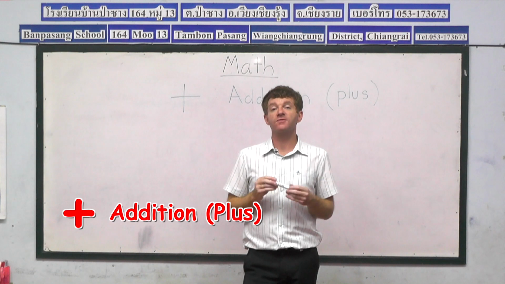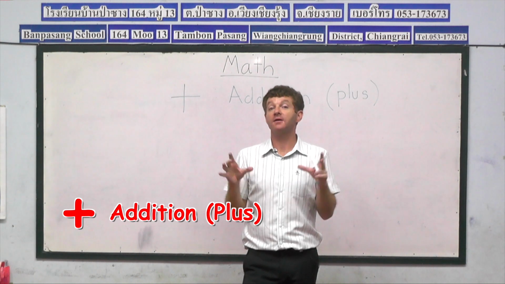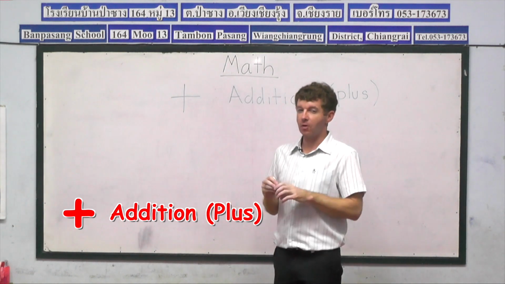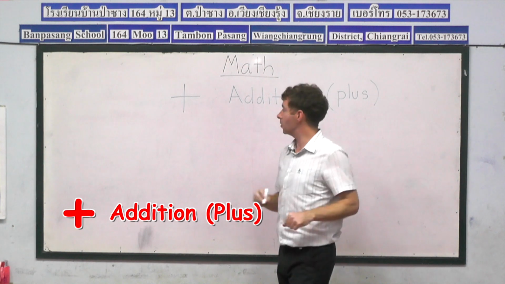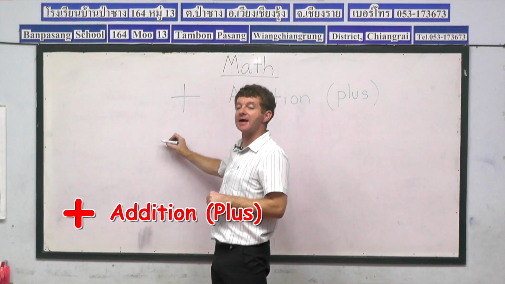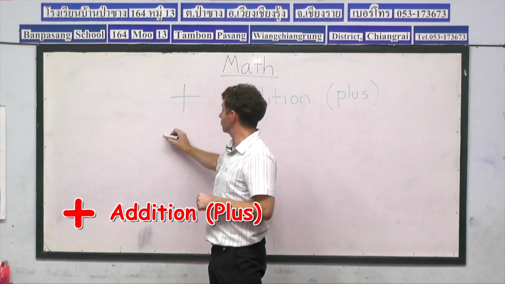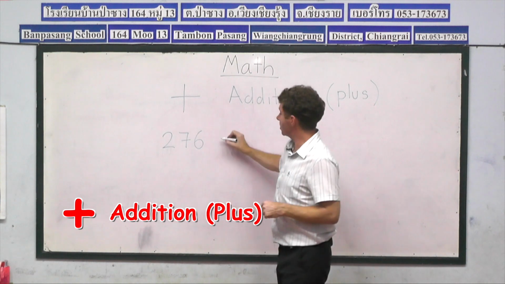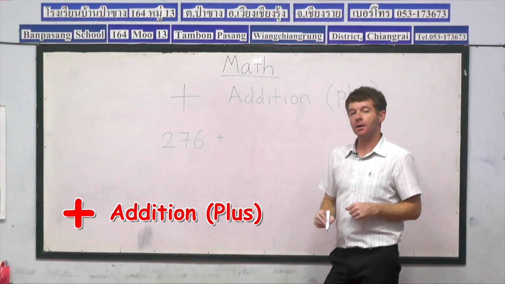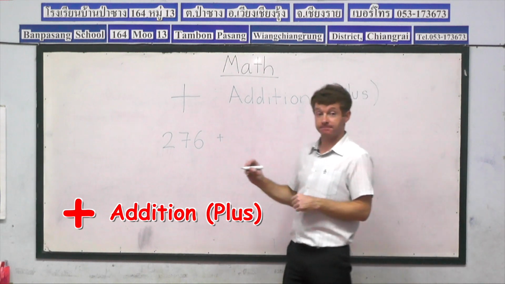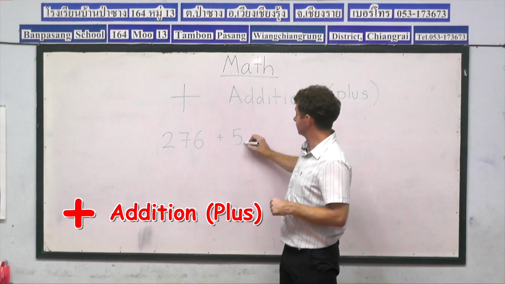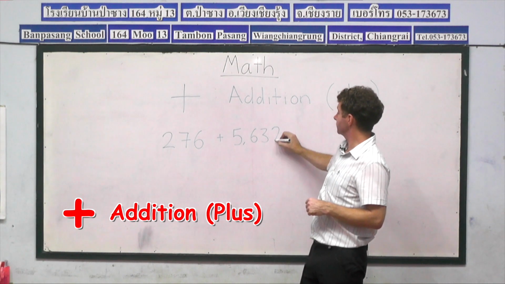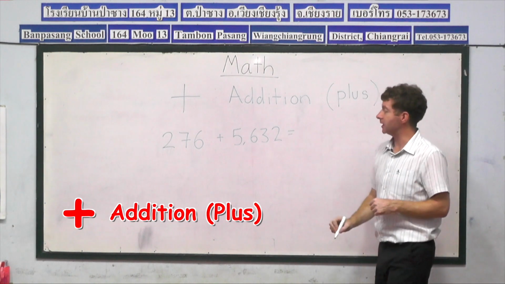And what we're going to do today is look at how we can add or plus different numbers together. So first of all, I will give a demonstration. We'll start with a three-digit number, guys. Who can give me some digits? 2, 7, 6. And then we need our symbol, plus. Now, I would like a four-digit number. 5, 6, 3, 2. And then we'll use our equal signs.